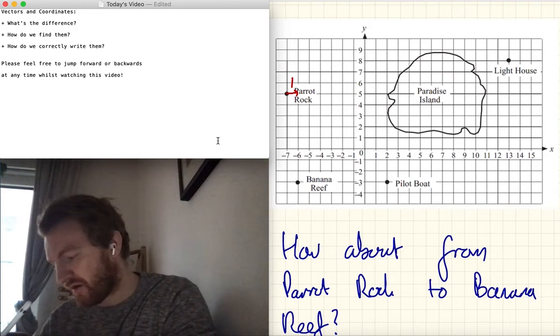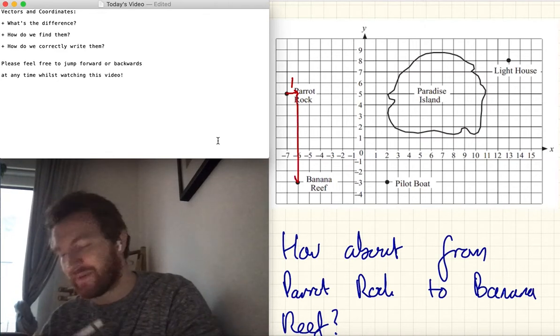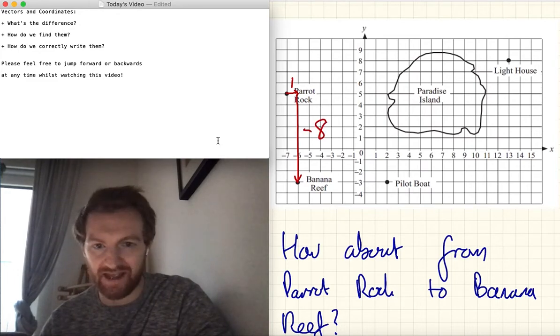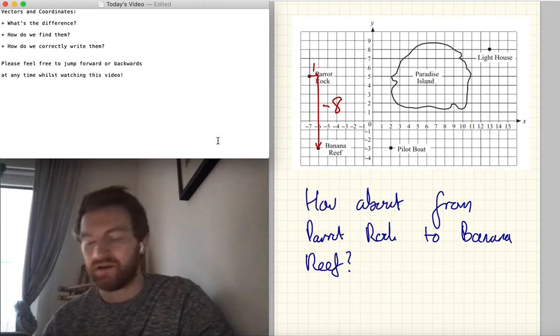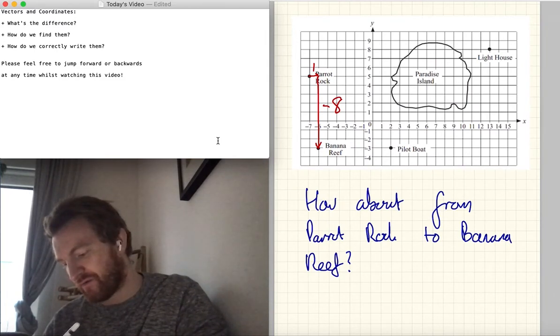We go one space to the right. Then we go 1, 2, 3, 4, 5, 6, 7, 8 spaces down. But that's 8 spaces down, so it's negative 8. The number is becoming 8 less. So, how far have we gone? We've gone 1 right. We've gone 8 down.